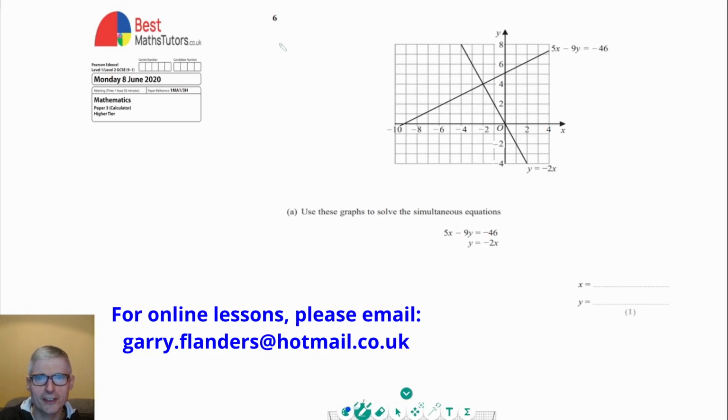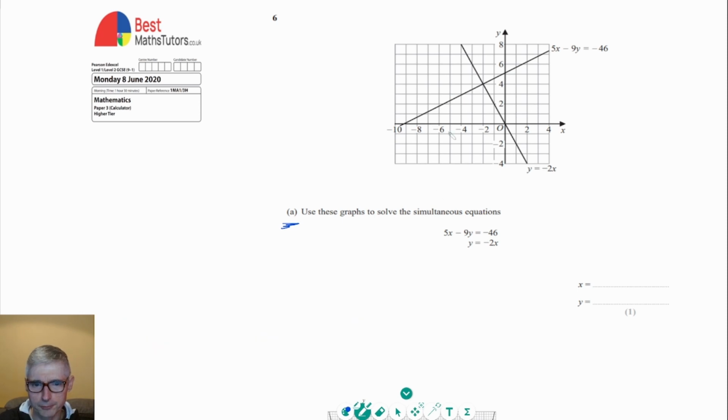This is question 6, and it's a question where we've got to try and solve some equations using graphs. The first part of this question says use the graphs above to solve this simultaneous equation. So this 5x minus 9y equals minus 46, and also y equals minus 2x. We could solve that using algebraic methods, which we might be used to.